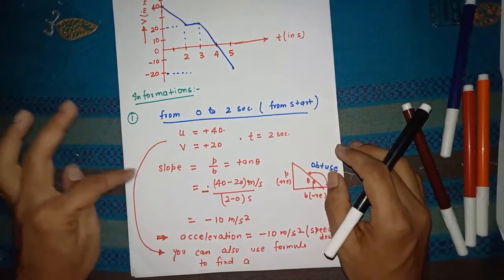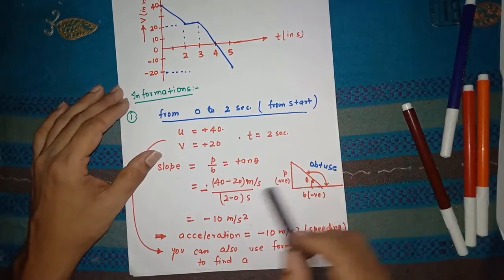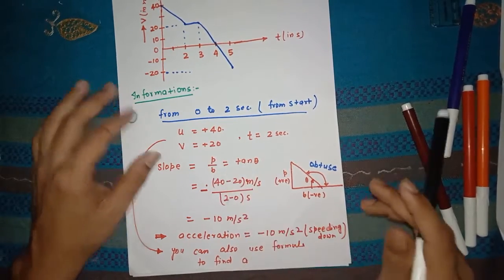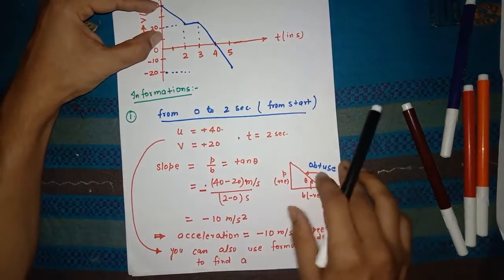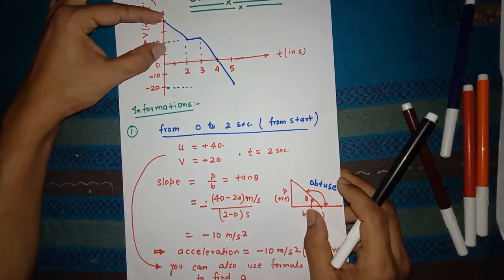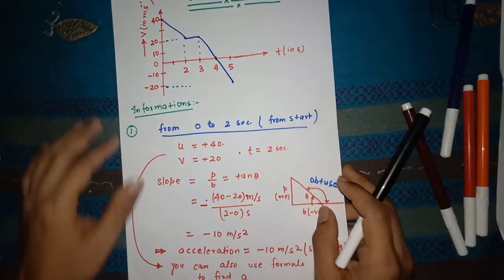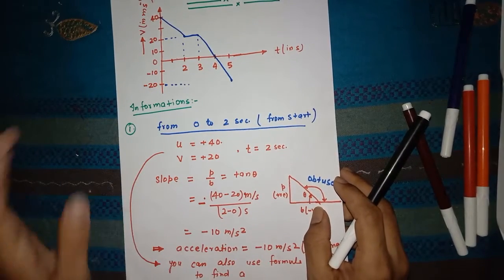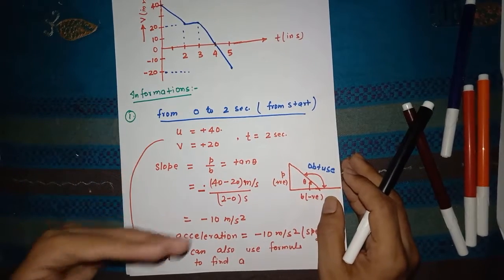You can calculate this like p by b. Here this is p and this is b. This is p, that means 40 minus 20, that is 20, and this is b, that is 2. So 20 by 2, that is 10 meter per second squared in minus. So now you know that the slope of a v-t graph gives acceleration. So I got the result that acceleration is minus 10 meters per second squared.